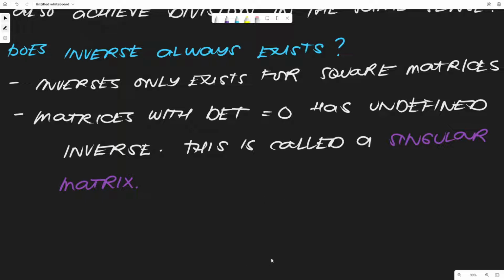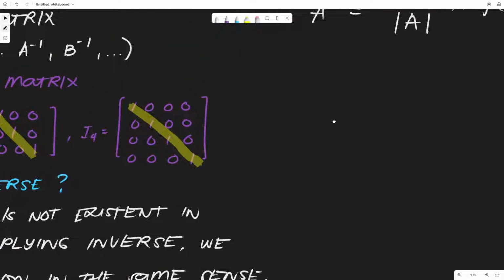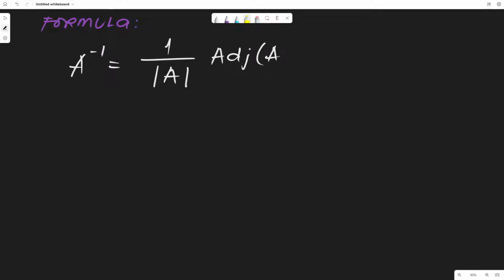Let's proceed with the formula. How do we solve the inverse of a matrix? This is our main formula: A raised to -1, or the inverse, is equal to 1 over the determinant of A, the one with bars, times the adjoint matrix of A.